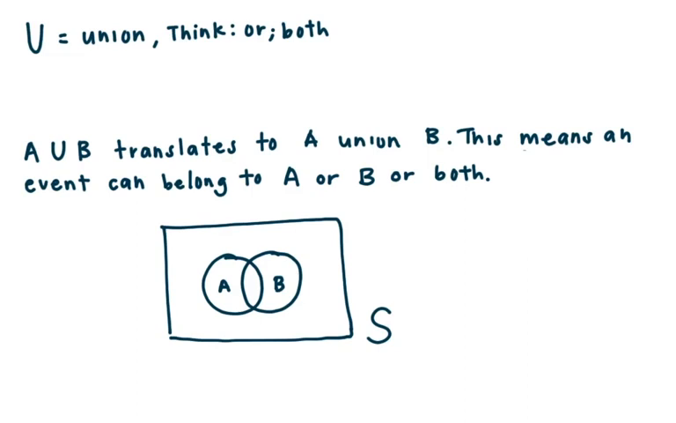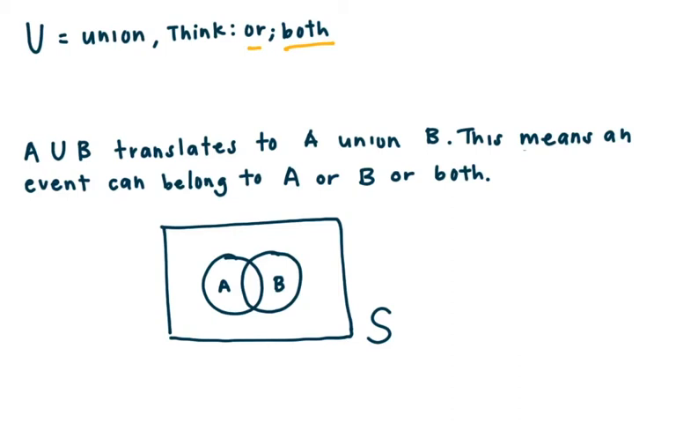Okay, this next symbol that looks like a U is for union. And whenever you see the word union or the symbol, you're going to think "or both." Okay, so A and then the symbol and B, the union symbol, that's going to translate to A union B. And this means an event can belong to A or B or both.